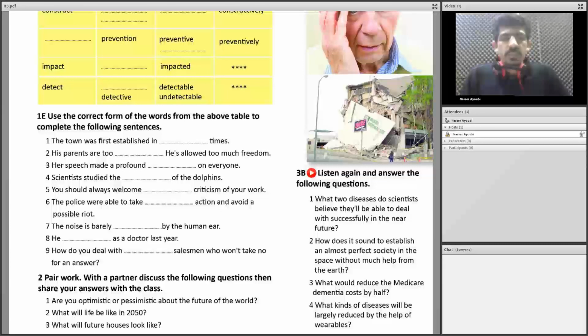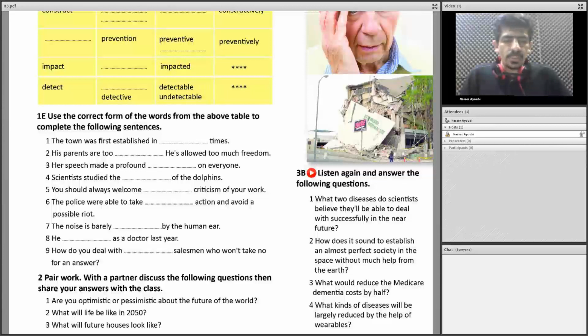Number three, her speech made a profound impact on everyone. Profound means deep. Impact as a noun. Number four, scientists studied the reproduction of dolphins. Number five, you should always welcome constructive criticism of your work. Welcome here means to gladly accept something. Constructive criticism is useful, helpful criticism of your work.